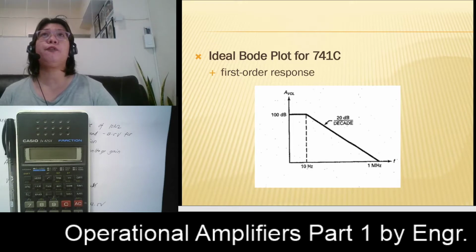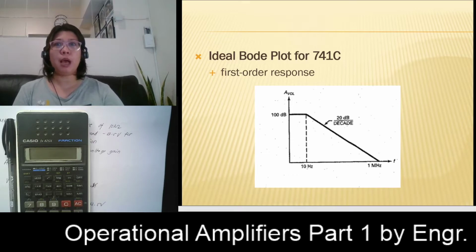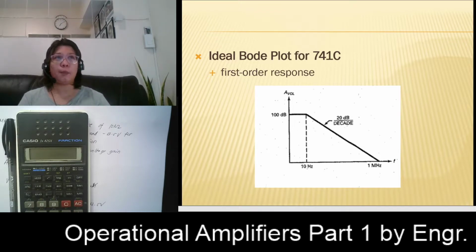This is the first order response for a 741, but not all operational amplifiers are internally compensated. Not all of them have your CC inside their operational amplifier. So what do they do? Some require the user to connect an external compensating capacitor to prevent oscillations. So we have here your ideal Bode plot for the 741. As you can see, we have here your 100 dB. This is your 100,000 gain.